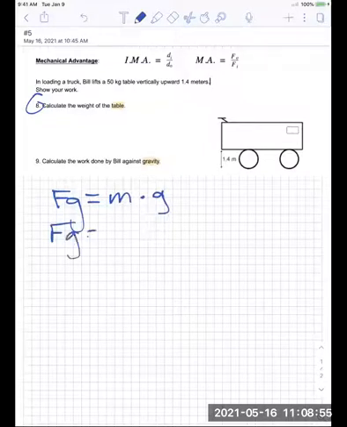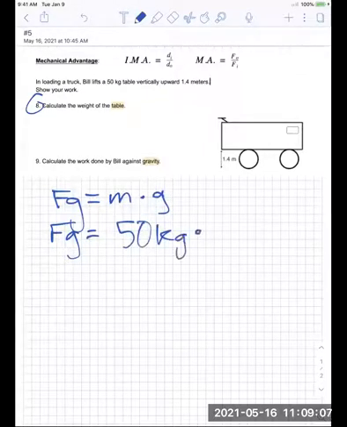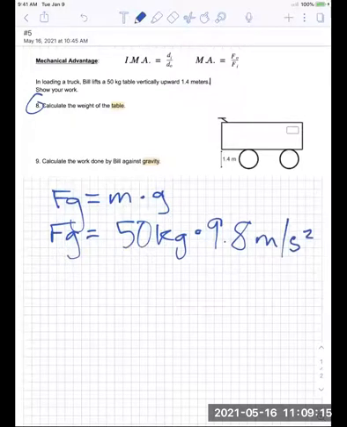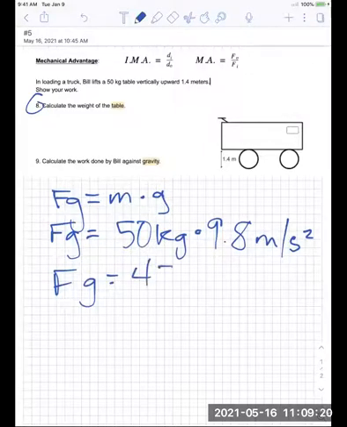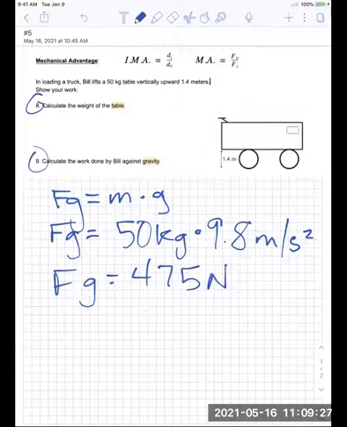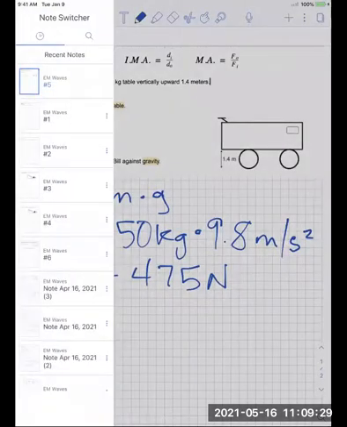Once again, I'm sort of skipping some of the Dilsau steps, which you're not allowed to do, just to try and keep this video short and informative. Okay, so my mass is equal to 50 kilograms. And I'm going to multiply that times 9.8 meters per second, the acceleration due to gravity here on Earth. And when I multiply those two numbers together, I get 475 newtons as my answer for the weight of the table.